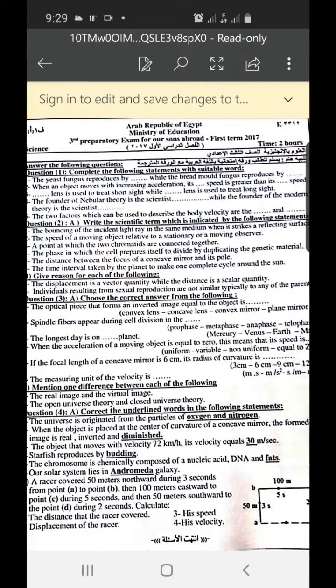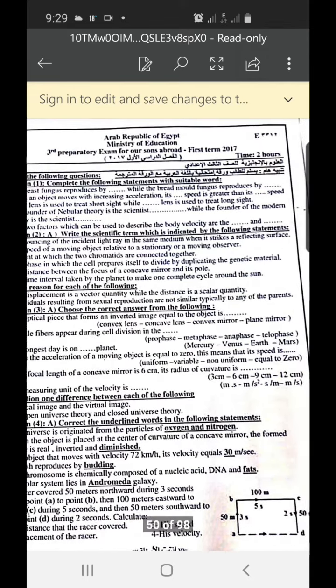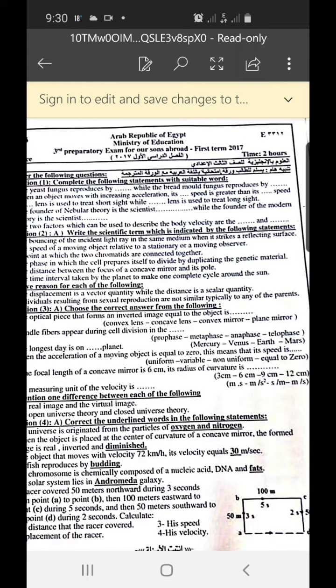Number 2, when an object moves with increasing acceleration, its space speed is greater than its space speed. When we have increasing acceleration or positive acceleration, the final speed is greater than the initial speed. Its final speed is greater than its initial speed.